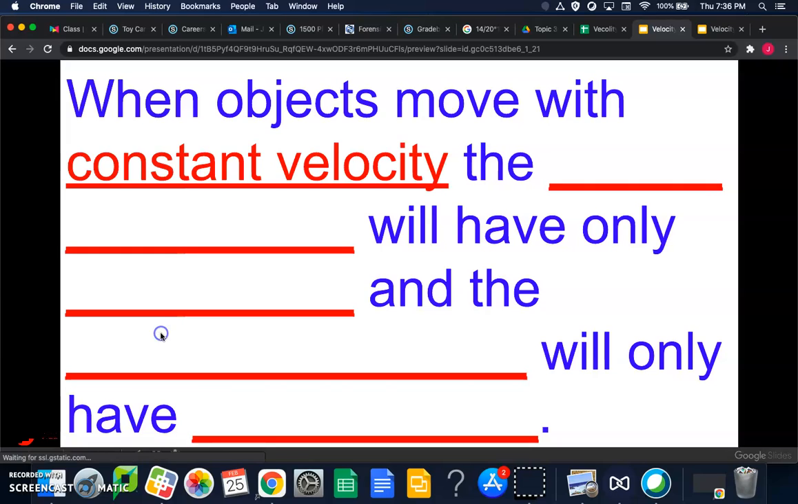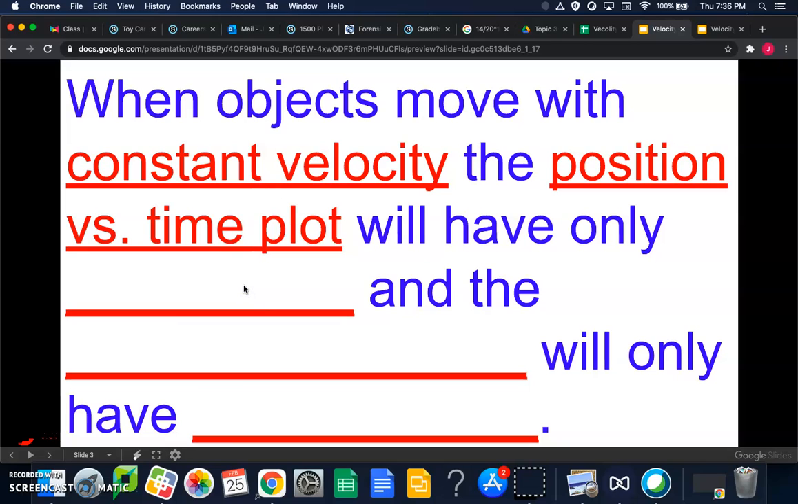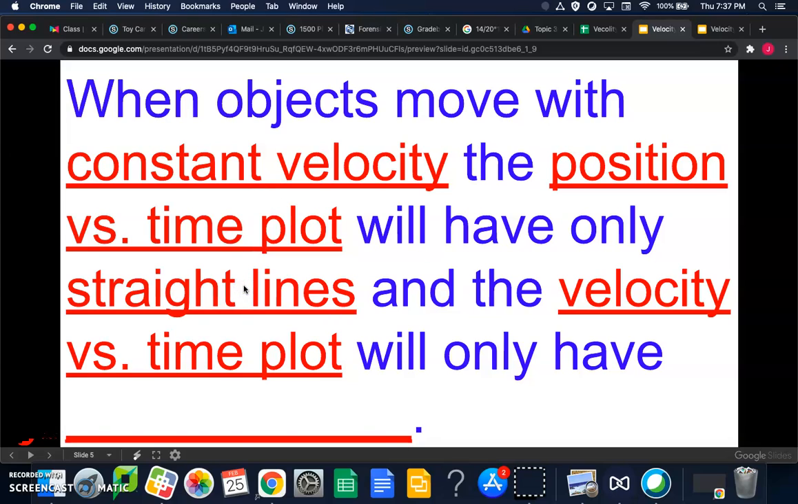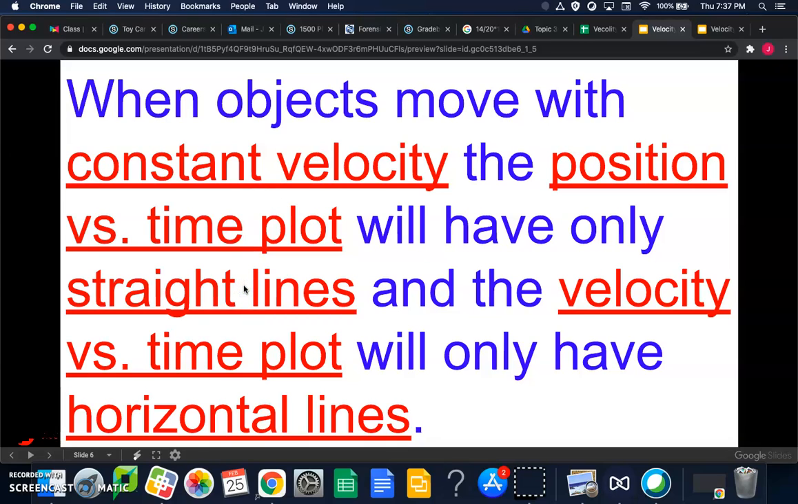When objects move with constant velocity, which is what we've been talking about, objects moving at the same speed, not changing speed, the position versus time plot will have only straight lines. That's because when objects move at a constant velocity, the position versus time plot always has the same slope, and so the position versus time plot will make a straight line. And the velocity versus time plot will only have horizontal lines.